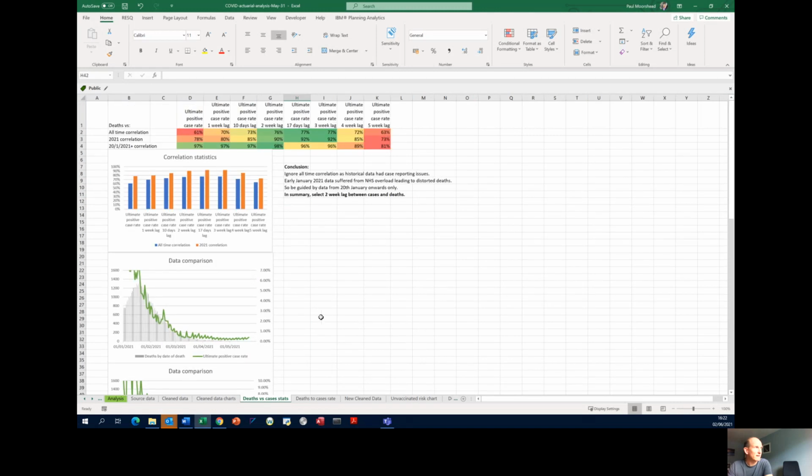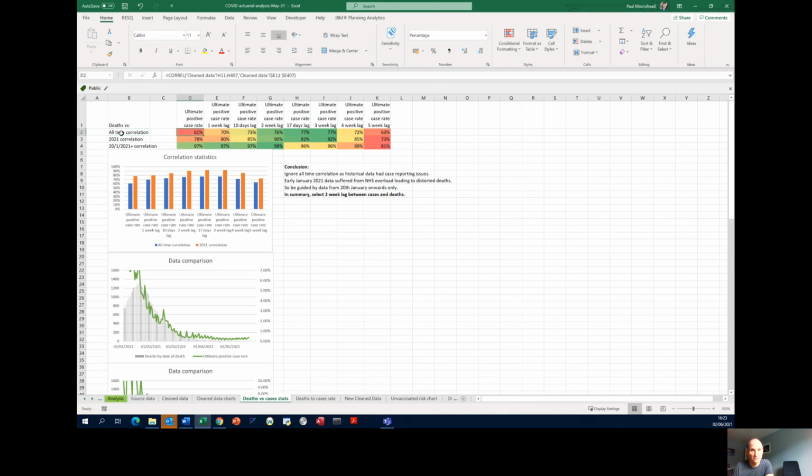So let's have a look at the first thing I've done. I've just tried to do a correlation between the number of deaths and the positive case rate. So we saw a little while ago, we're down at sort of 0.3% of tests resulting in a positive case. All I've done is a very simple correlation between the series of data looking at positive case rates and the series of data looking at the deaths. And all I've done is then looked at it by absolute data, lagging the cases by a week, 2 weeks, etc., etc.